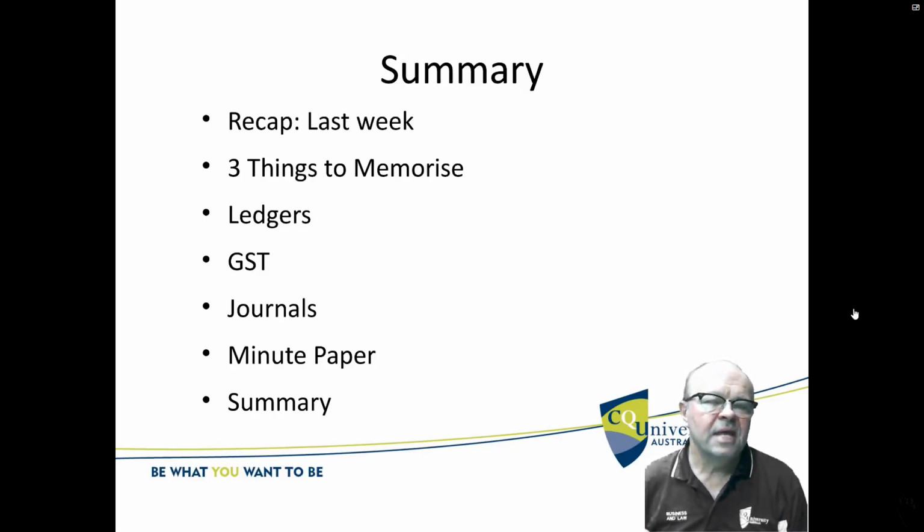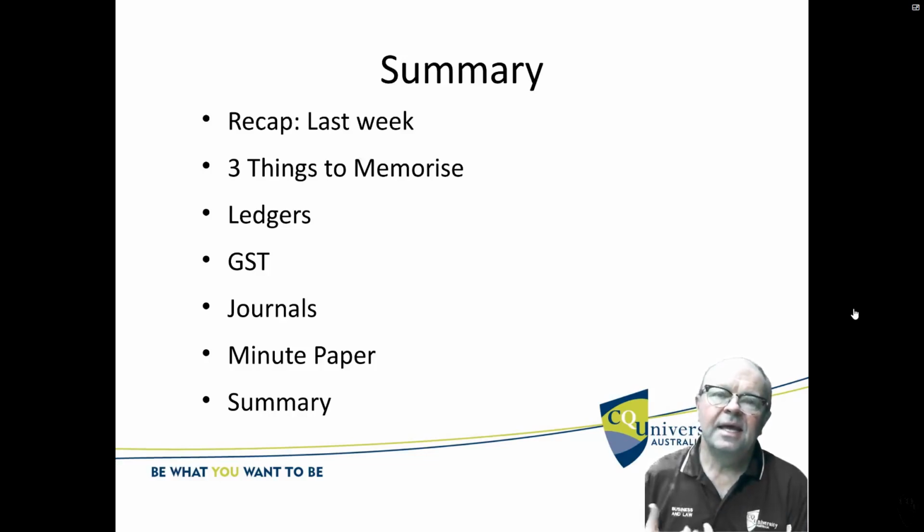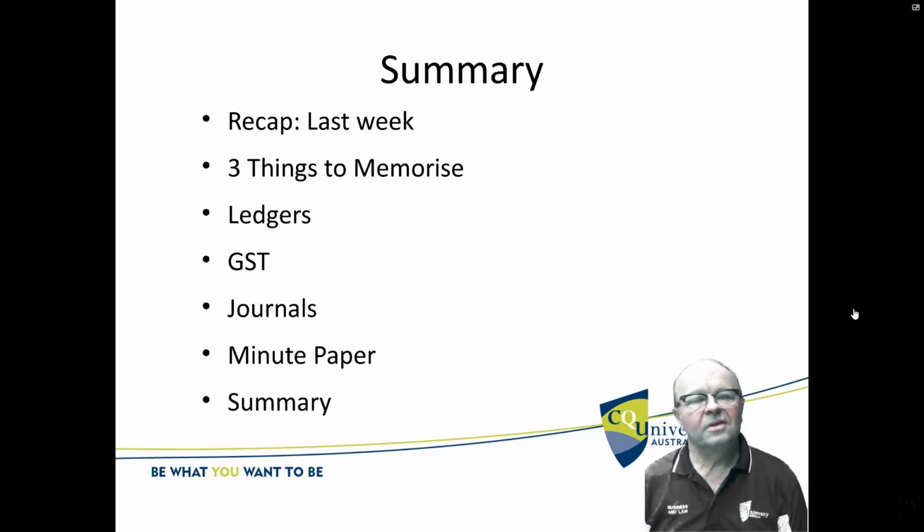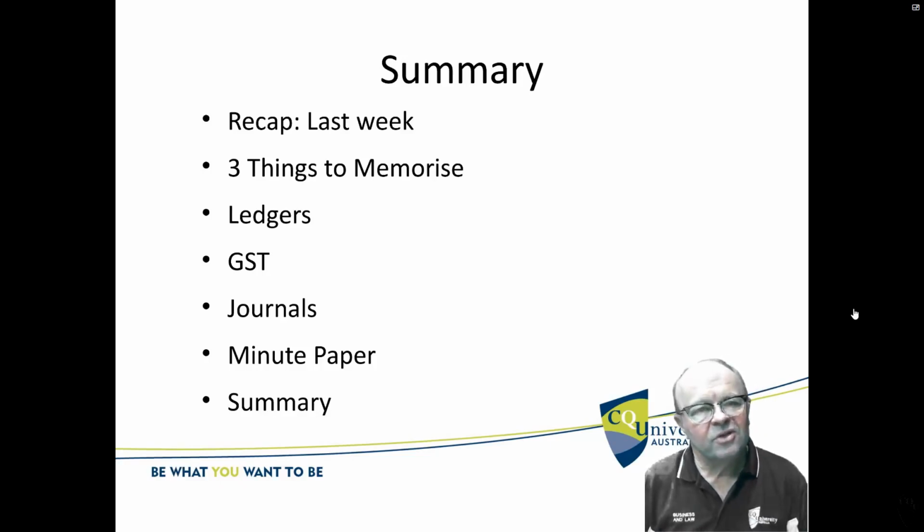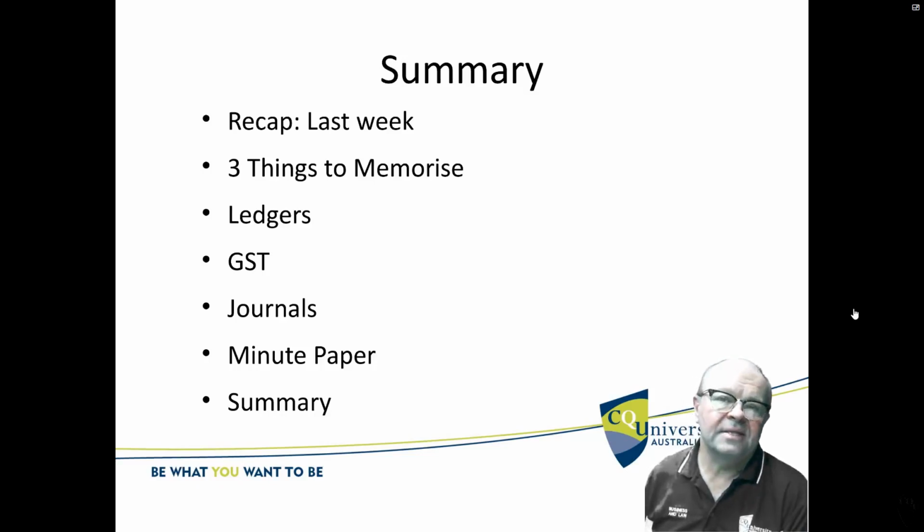The 3 things to memorize: an increase in an asset is a debit. Also, the fundamental accounting equation, assets plus expenses equals equity plus revenue plus liabilities. And the 3rd thing to memorize is that increases on the left-hand side are debits. That's increases in assets and expenses are debits. And increases on the right-hand side, that's equity, revenue and liabilities, are credits. The 3 things to memorize. That's the trick to get on top of your bookkeeping and double entry accounting.